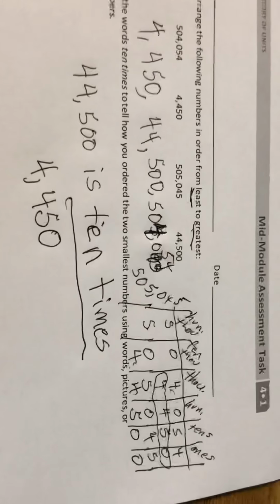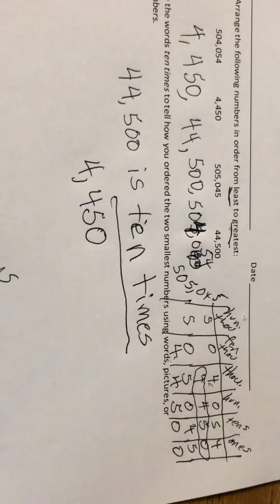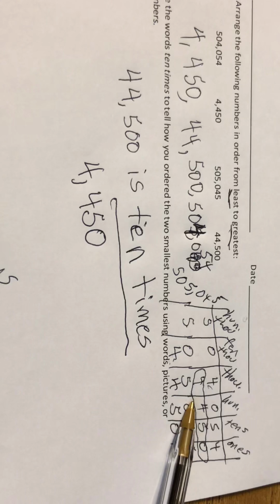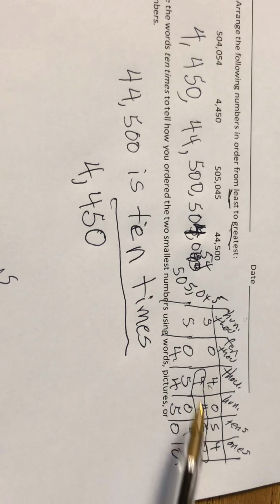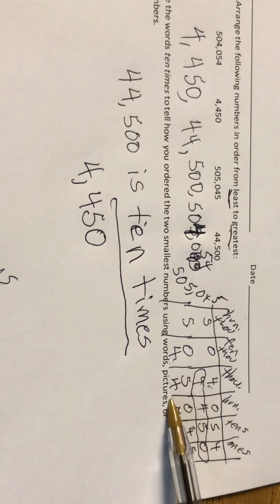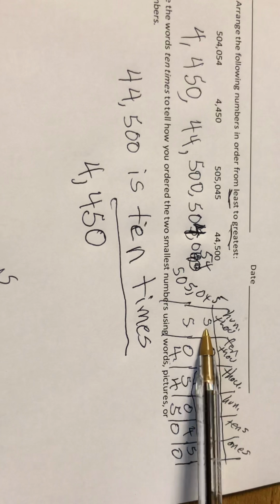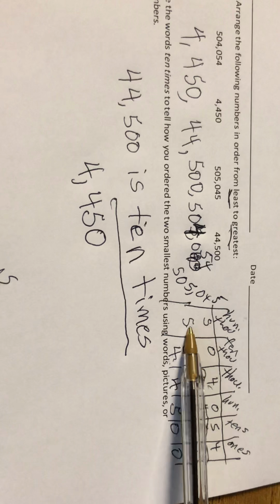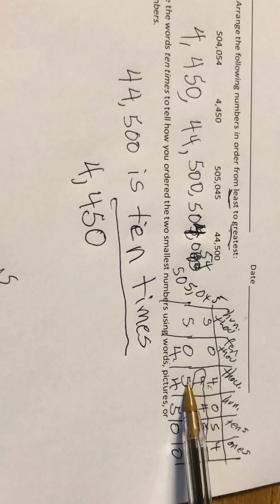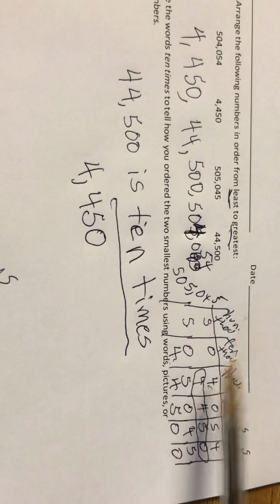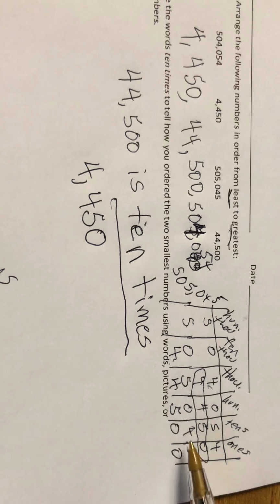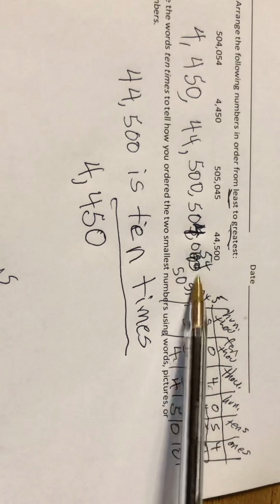So what I did, and I'd like you to do, is I drew a place value chart here, and I just plugged in each of the numbers. So you can see that 4,450 is the smallest, so put that here. Then 44,500 is the next smallest. And then in the hundred thousands, we see that the fives are the same here, zeros are the same here, but the 4 is smaller than the 5. So we're going to go with 504,054. Then the last one is 5,045. So we put those in order.